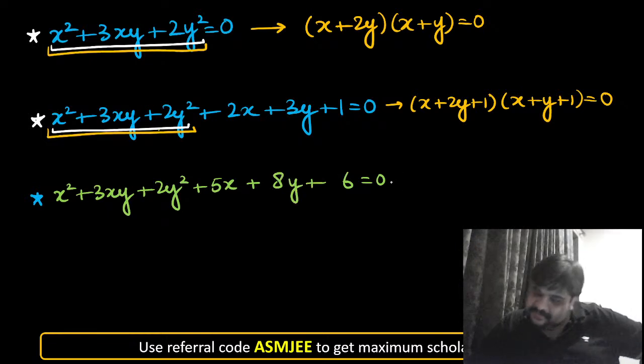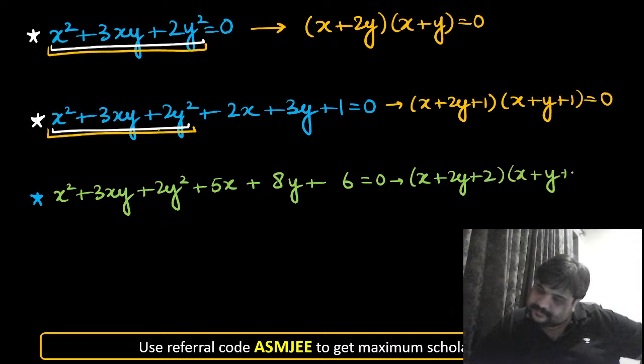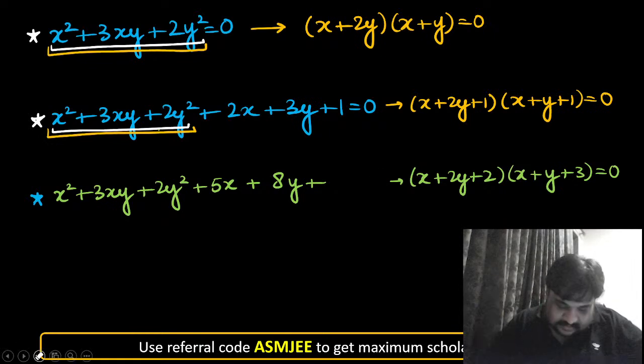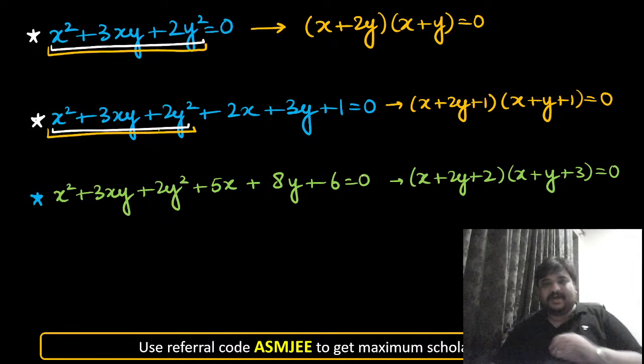Look at this one. If you factorize this, you will get this. People are asking, how are you factorizing so quickly? I am not factorizing. I already know what they get after factorization. I am the one who is multiplying them.